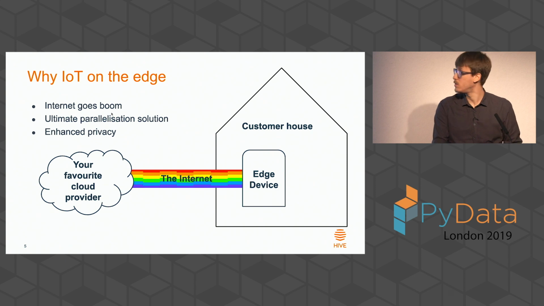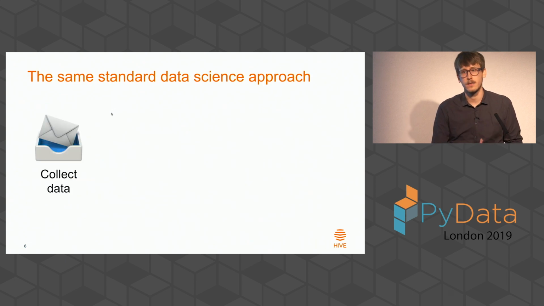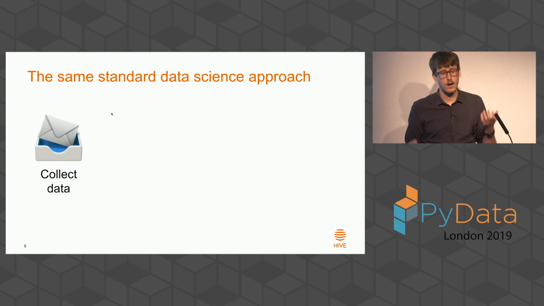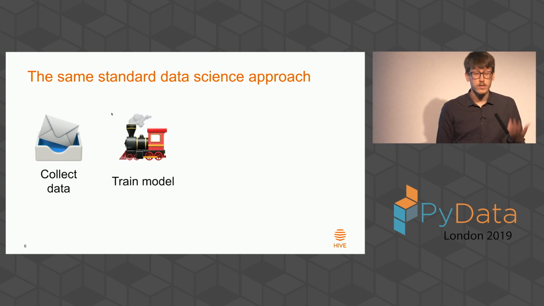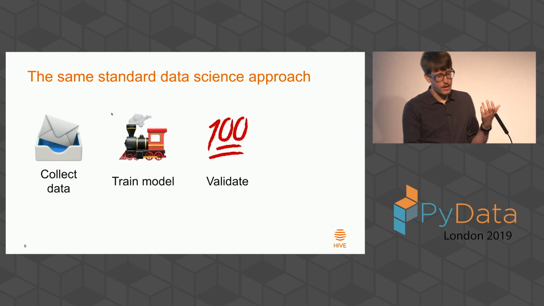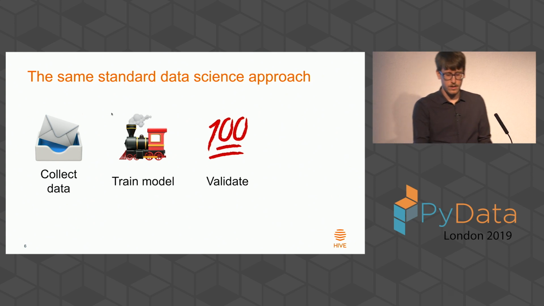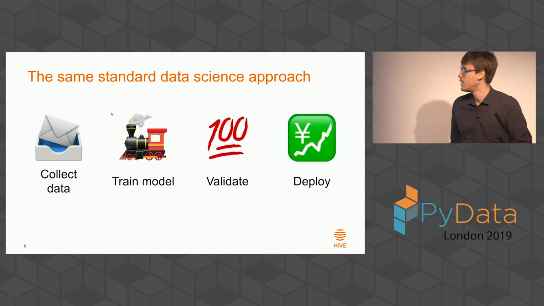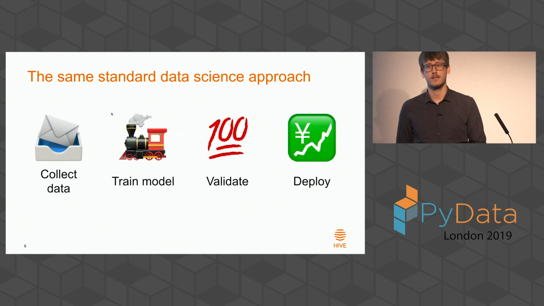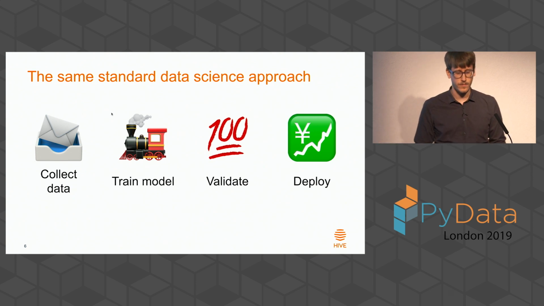So how do we do this? We go through the standard data science approach. We collect data, we train a model, we evaluate it, and then we deploy it. This is the standard data science approach. But every one of these steps actually creates a new problem for us.